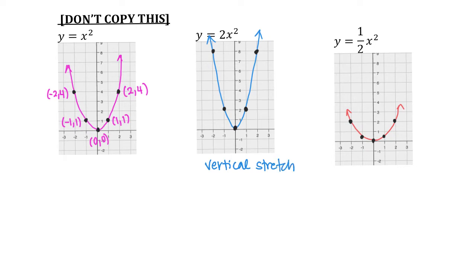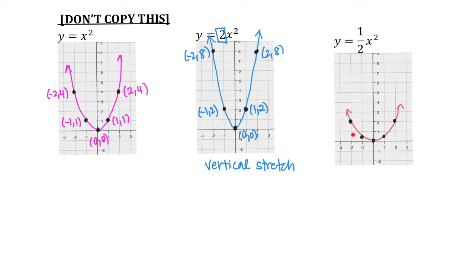Okay, now this happened because we multiplied by 2 in the front. So all the y values got multiplied by 2. So the 0, 0 stayed the same, but instead of 1, 1, we got 1, 2 because the y value was multiplied by 2. And then up here, we have 2, 8 and negative 2, 8. Again, it's because the y value was multiplied by 2. So the x stayed the same, the y got multiplied by 2. And because multiplying by 2 makes it taller, it's called a vertical stretch.